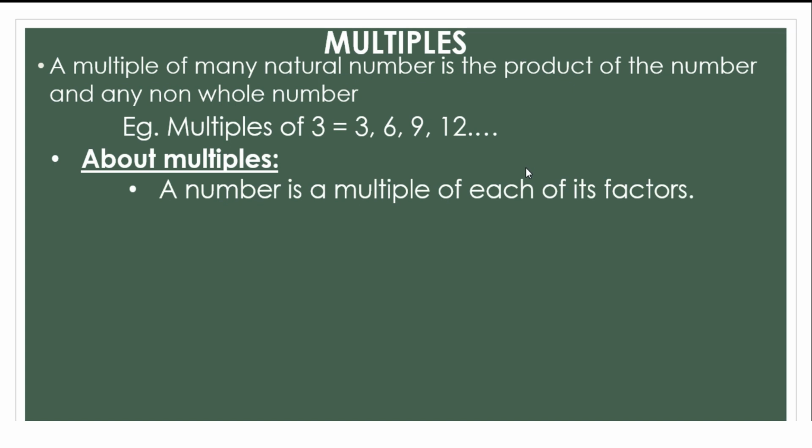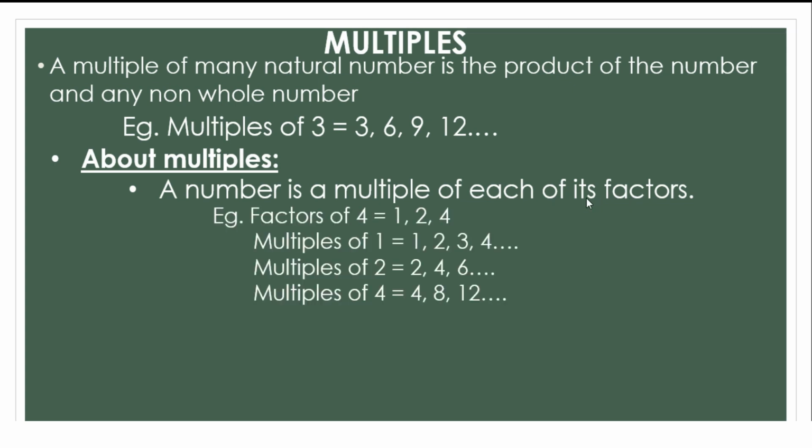A number is a multiple of each of its factors. Let us take an example of factors of 4. Factors of 4 you will get as 1, 2 and 4. Let us see the multiples of these factors. Multiples of 1 are 1, 2, 3, 4 and so on. There also you are getting 4.